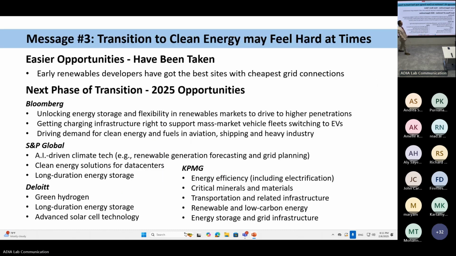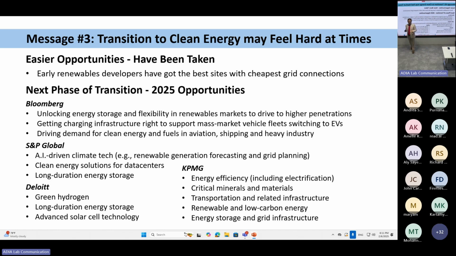Next one. The third message is that the transition to clean energy may feel hard at times. I noticed there was a similar statement in Professor Farmer's presentation. I won't elaborate, but very simply: easier opportunities have been taken. Early renewables developers got the best sites with the cheapest grid connection and so on. So maybe some developers or investors think it may be difficult to enter. That's wrong.